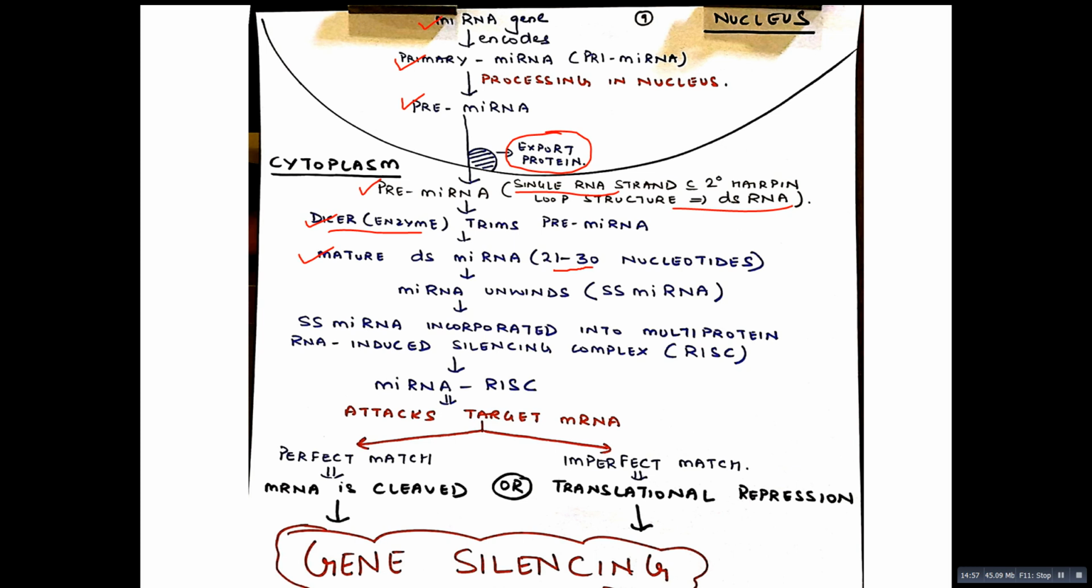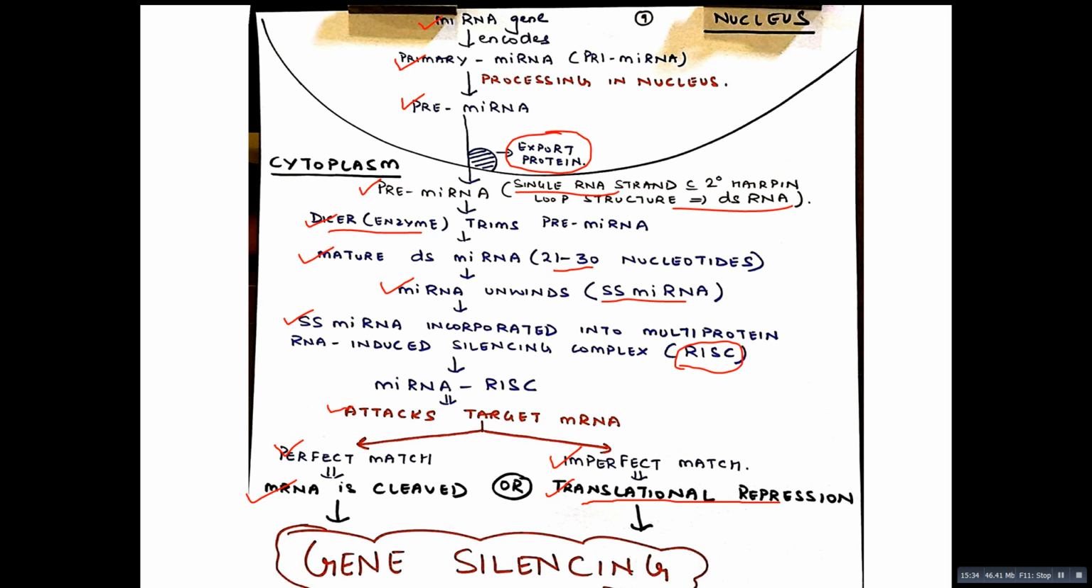This single-stranded microRNA is incorporated into the multi-protein RNA-induced silencing complex, the RISC complex, and this RISC complex will attack the target mRNA. If the microRNA finds a perfect match, mRNA is cleaved and the game is over there. If there is an imperfect match, although mRNA is not cleaved, it leads to translational repression. So both these processes ultimately lead to gene silencing.